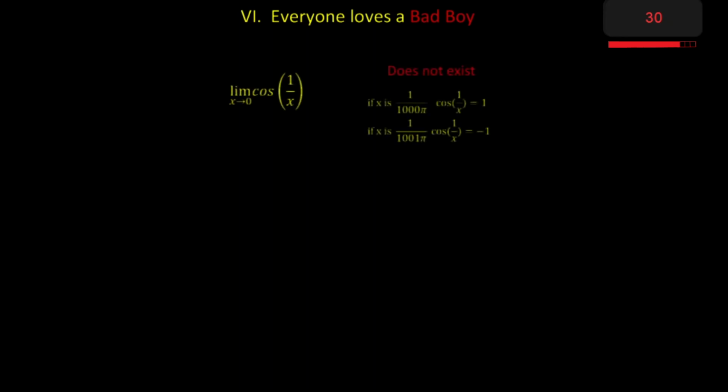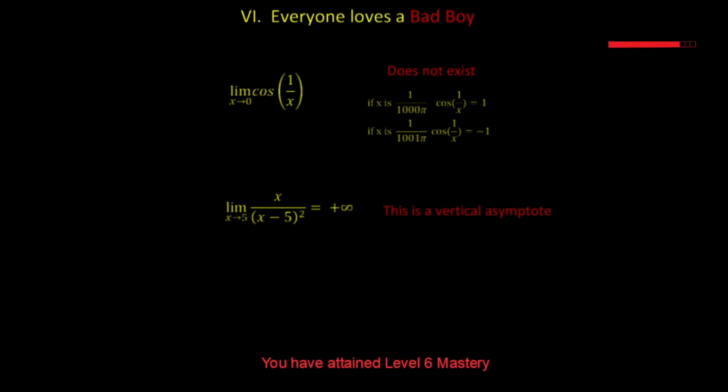In the first example, we note that as x gets close to 0, 1 over x goes to infinity, and the cosine of 1 over x will just oscillate between 1 and minus 1. Hence, the limit doesn't exist. In the second example, as x approaches 5, the expression approaches positive infinity. Hence, once again, the limit doesn't exist. You have now attained level 6 mastery, and our journey together has ended for now. Let's move on.